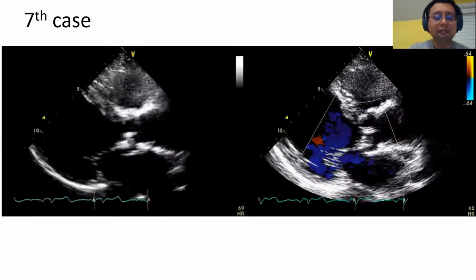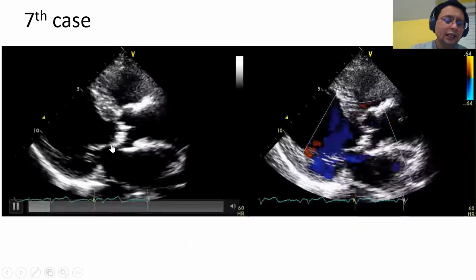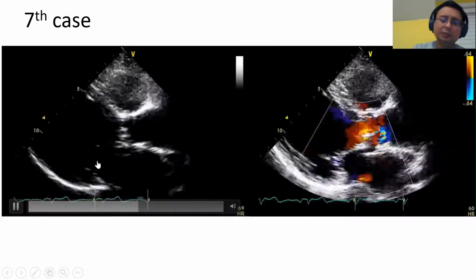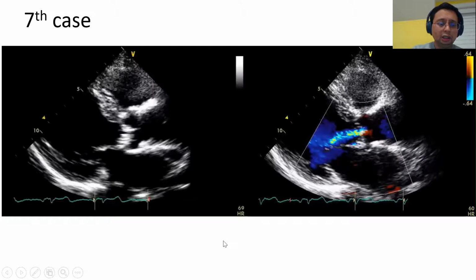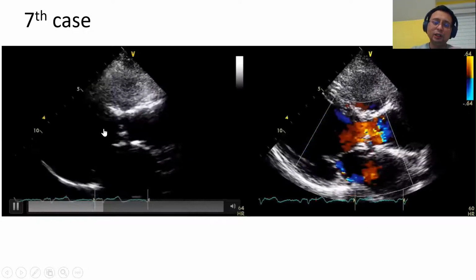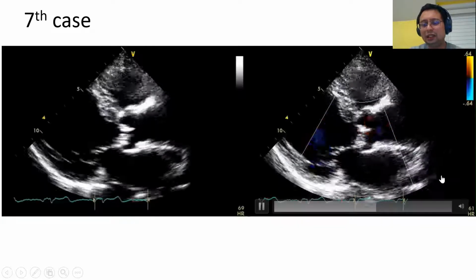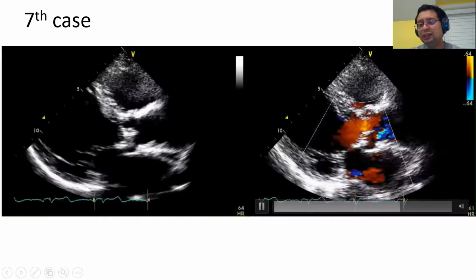So this is our 7th case here. You can see in this case, there is no obvious mitral valve prolapse or flail. Okay, the mitral valve appears thickened and calcified. However, the more glaring abnormality is the left ventricle. It's not a very good window, but the left ventricle appears dilated and the ejection fraction is down. So there is probably a little bit of moderate posteriorly directed MR.